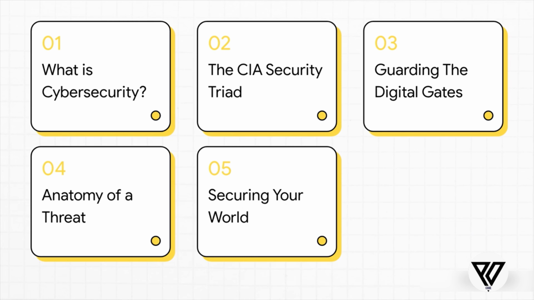All right, here's how we're going to tackle this. First, we'll sketch out the blueprint for this digital house of yours. Then, we'll get into the 3 pillars that actually make it secure. After that, it's time to install the locks and alarms. We'll even try to think like a burglar to find all the weak spots. And then finally, we'll hand you the keys to your very own secure digital kingdom. Sound good?